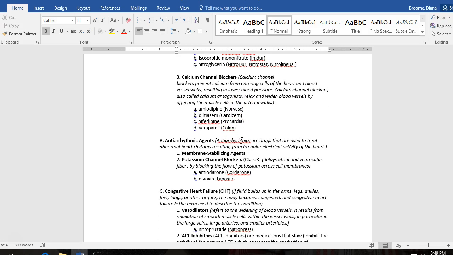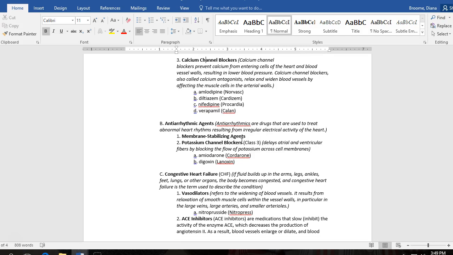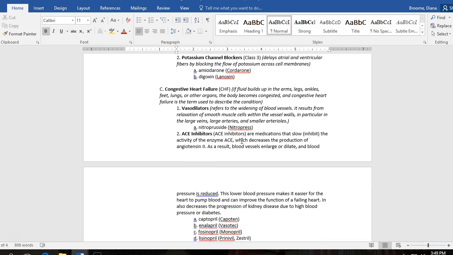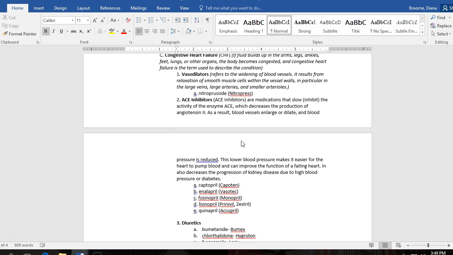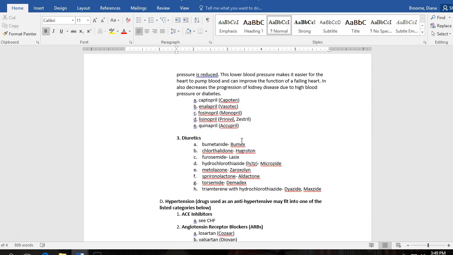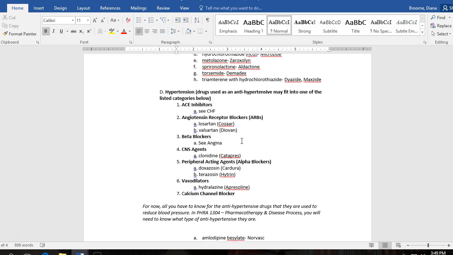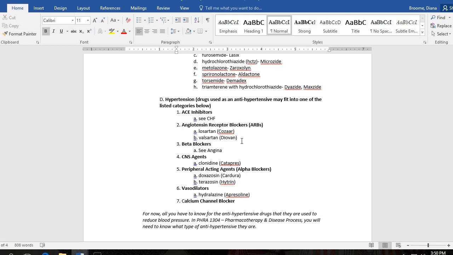So I just wanted you all to have a better understanding of the categories. So for the cardiovascular agents, please make sure that you study this study guide. All you're going to be asked is to know the brand, the generic, and the drug class that they are in. And that would really, for me, be the most important. But I'm going to scroll down to the hypertension area.